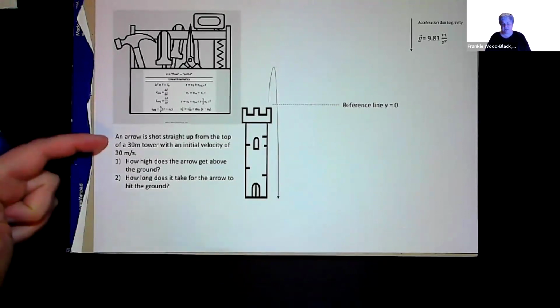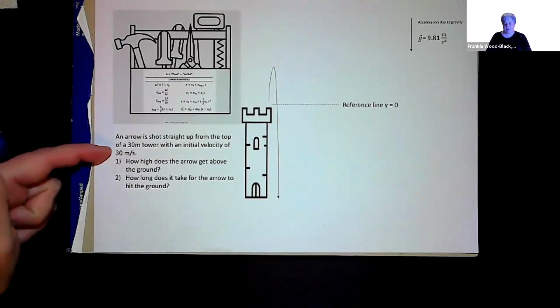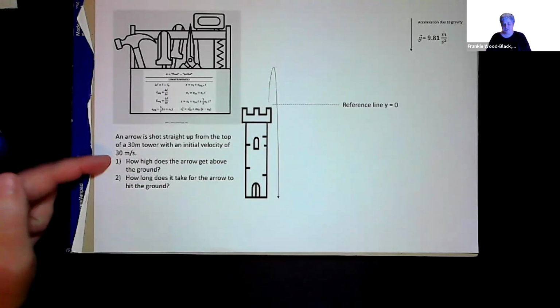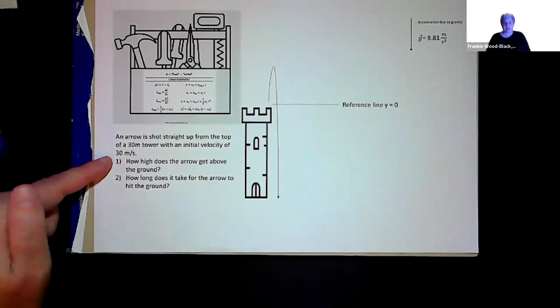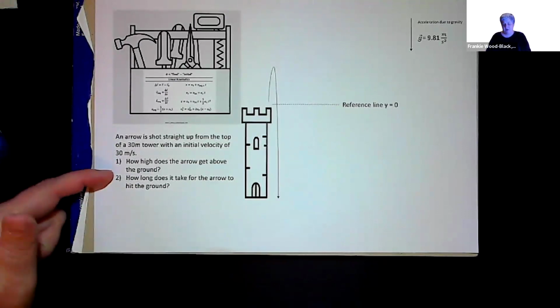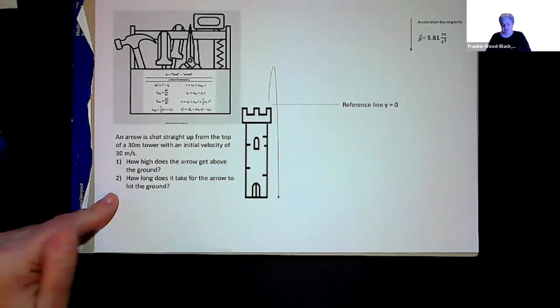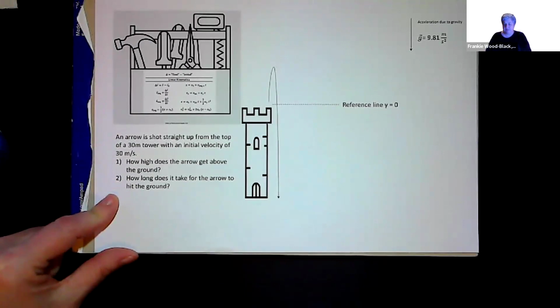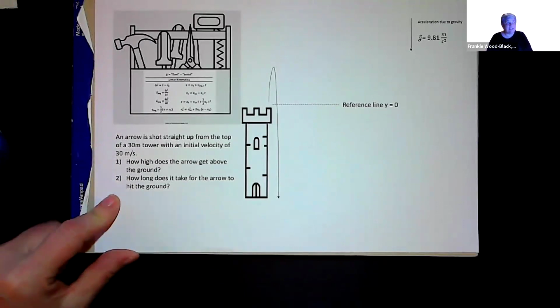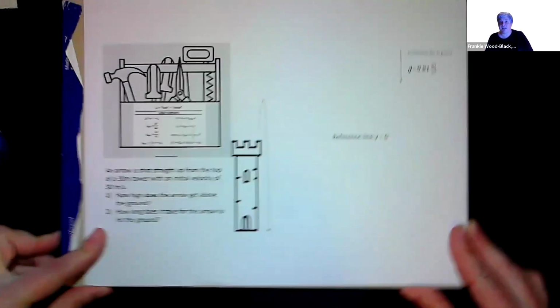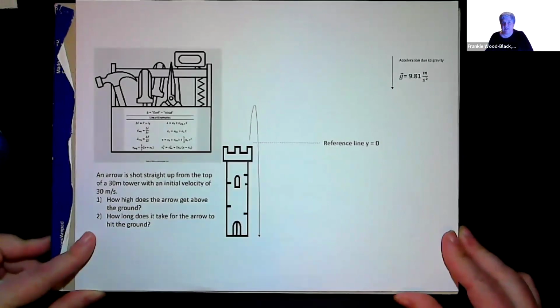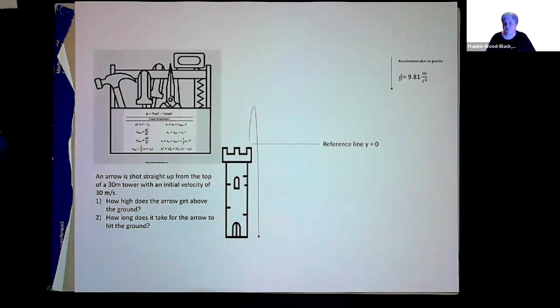The arrow is shot straight up from the top of a 30-meter tower with the initial velocity of 30 meters per second. We want to know, how high does the arrow get above the ground and how long does it take for the arrow to hit the ground? Typically, you're not given the picture. So first thing you want to do is draw your picture, and then you want to write down the information that the physics problem didn't tell you, but they assume that you know.